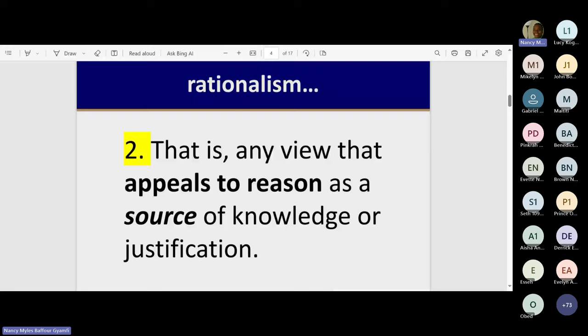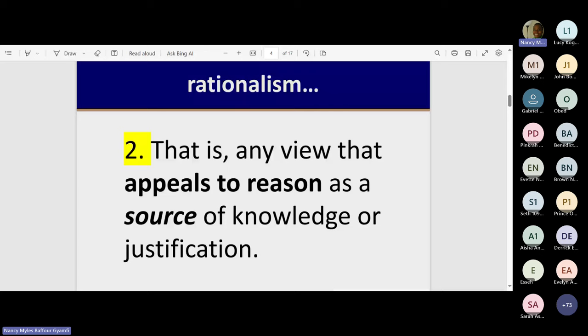The second one, I think the hands are many, so let someone also read to help us connect when we are trying to remember. Thank you, Gabriel. So I'll take Sarah Santua. Sarah, please read the second one. Doc, that is any view that appeals to reason as a source of knowledge or justification. Very good. Any view that appeals to reason as a source of knowing or justifying.